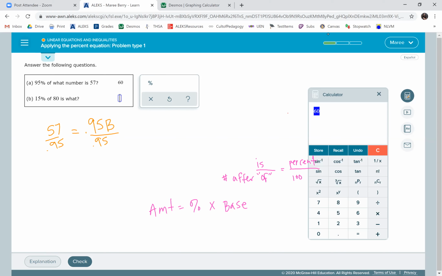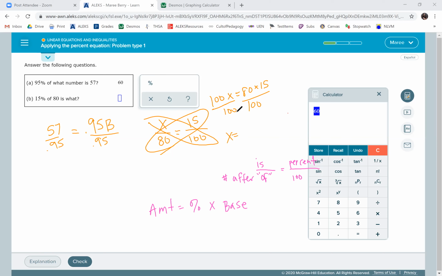And the next one, I am going to do the ratio, or proportion, I mean. 15%, so that goes where the percent is, and the hundred's always there. Of 80, 80 comes right after of, is what? So we don't know this one. So when I cross multiply, I do 80 times 15, and then I'm going to divide by 100, because 100x equals 80 times 15, divide by 100.